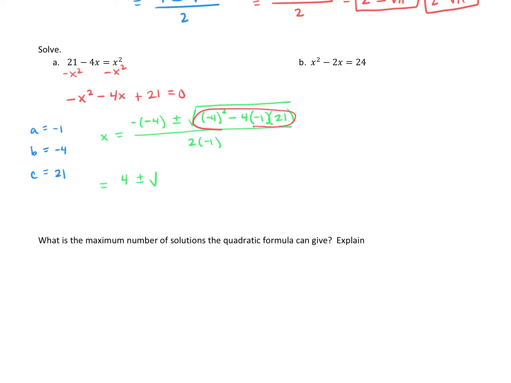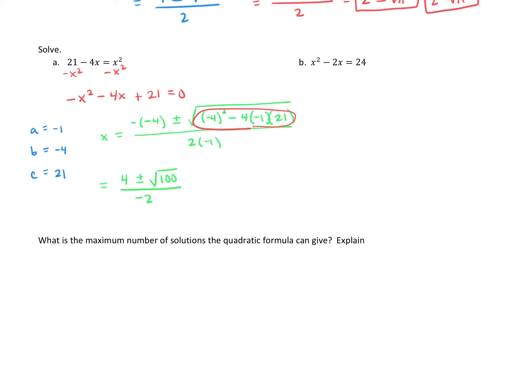We type that into our calculator to see what we get. And as long as you promise me that you will use all of those parentheses and type it in exactly as we wrote it, then I will let you use your calculator. When we do that, we get 100. That's all over 2 times negative 1, so negative 2.